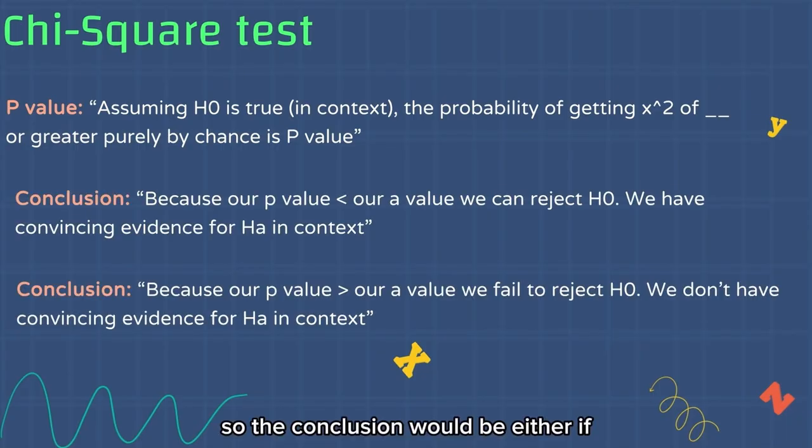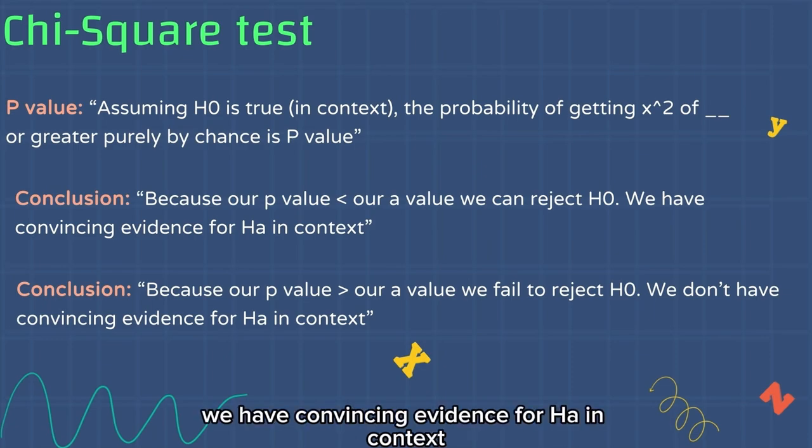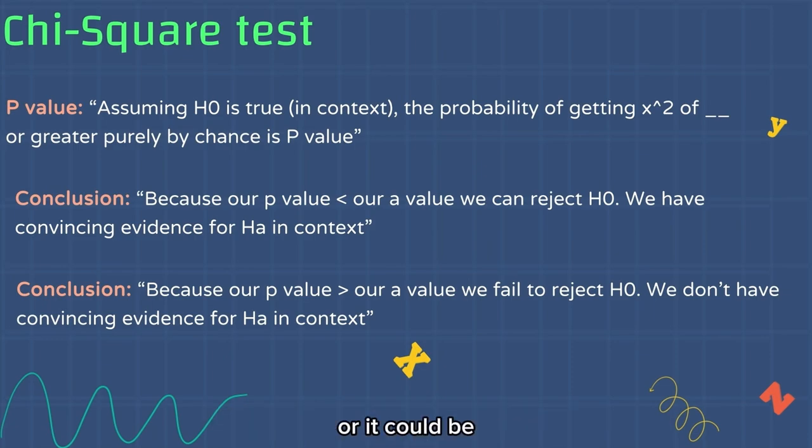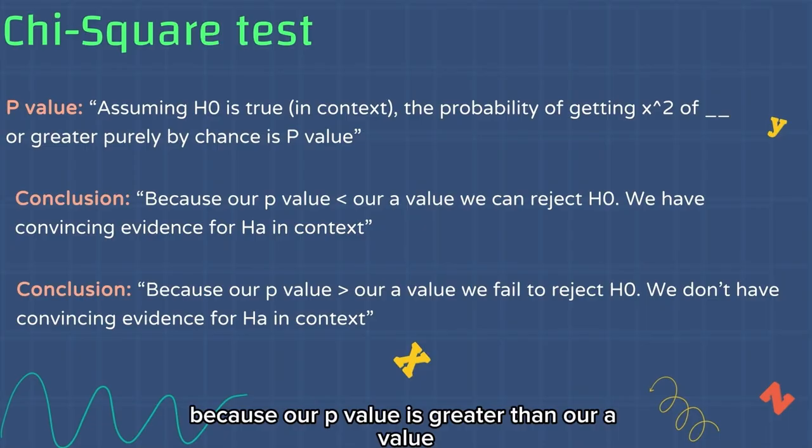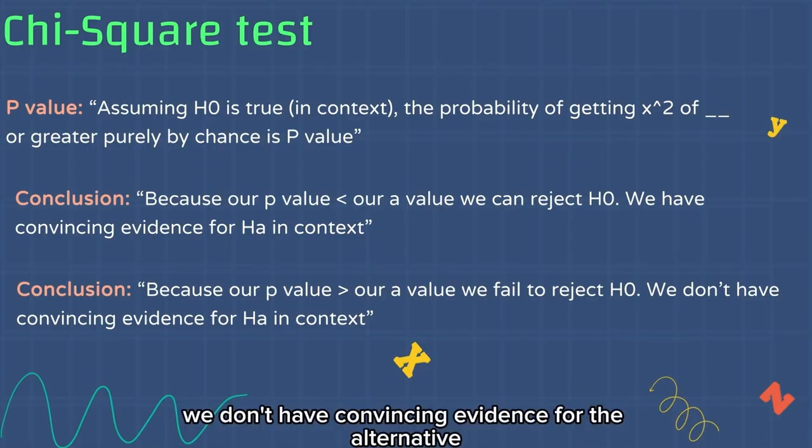So the conclusions would be either, because our p-value is less than our alpha value, we can reject H0. We have convincing evidence for HA in context. Or it could be because our p-value is greater than our alpha value, we fail to reject the null, and we don't have convincing evidence for the alternative in context.